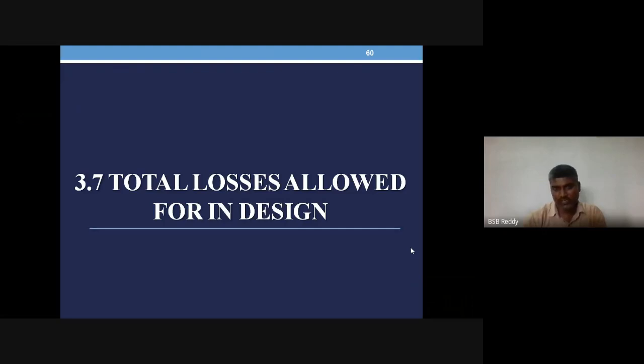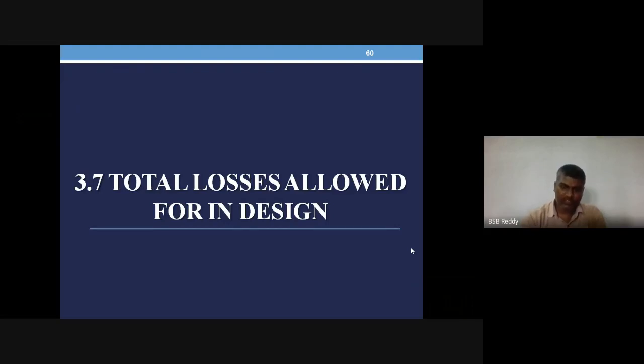Say if you are designing a pre-tensioned concrete member, you have to calculate the total loss of pre-stress, then use the effective pre-stress available in the concrete, that can be transferred to the concrete. So that is what is required. So in such cases, you have to calculate total losses.